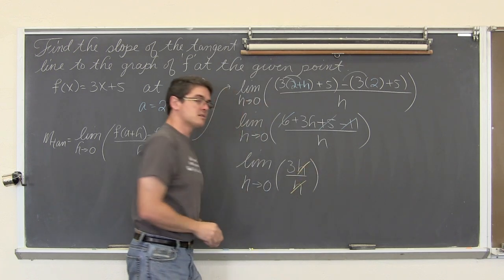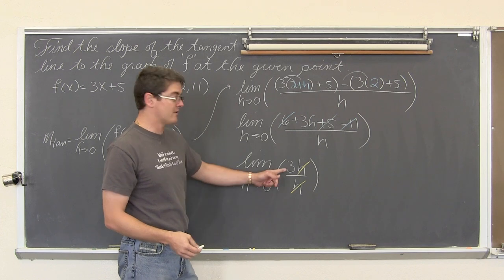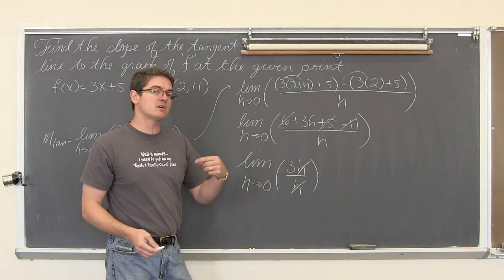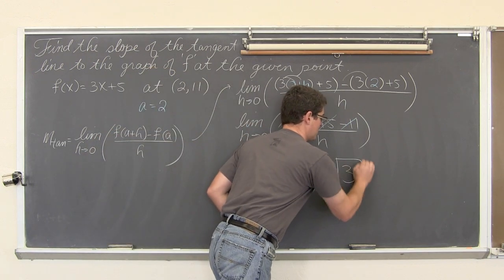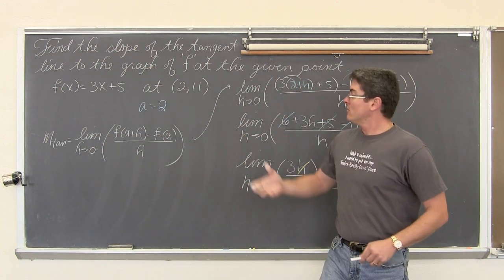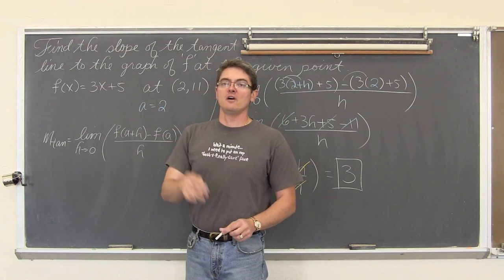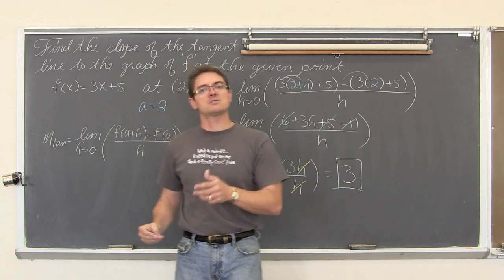The h's cancel out, and we have the limit as h approaches 0 of a constant 3. So no matter what h is approaching, if you take the limit of a constant, the limit is that constant itself, and our answer is 3. Well, I knew that the slope of this line is 3 at every point along the function, and we walked through what is a brand new concept, and we still got an answer of 3.